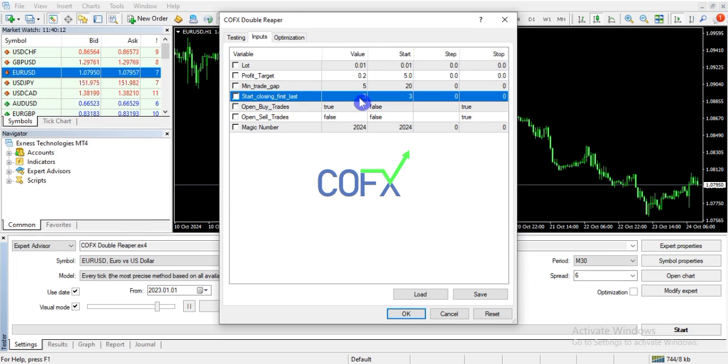We set 3 here. This means that when it gets to the third order, the last one will be closed by the first one, if the profit on the last one is bigger than the first one. I'll show you. The trade gap is actually the minimum distance between the orders, since it will be creating multiple orders.